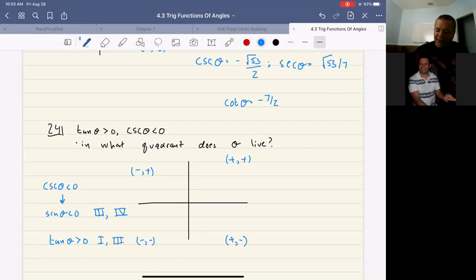Where do we have overlap? Third quadrant. So that is our answer. Let me move it over to quadrant 3.